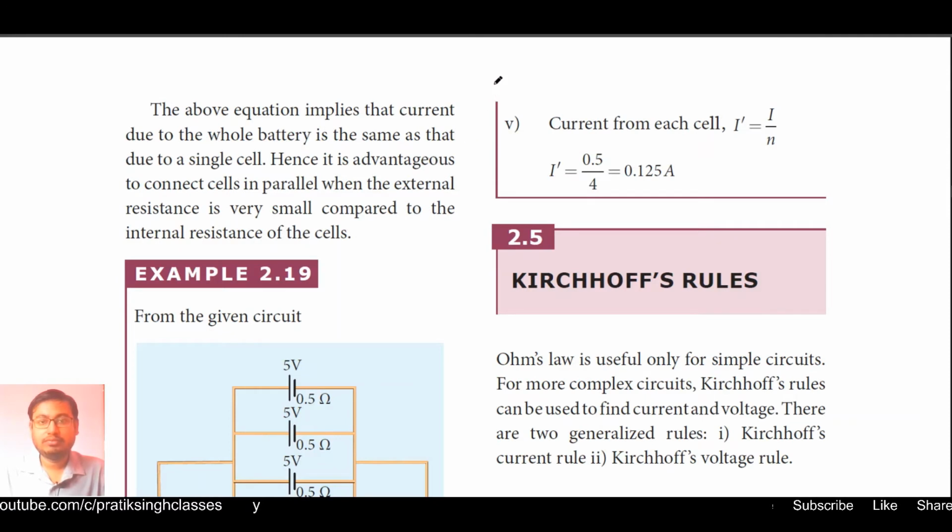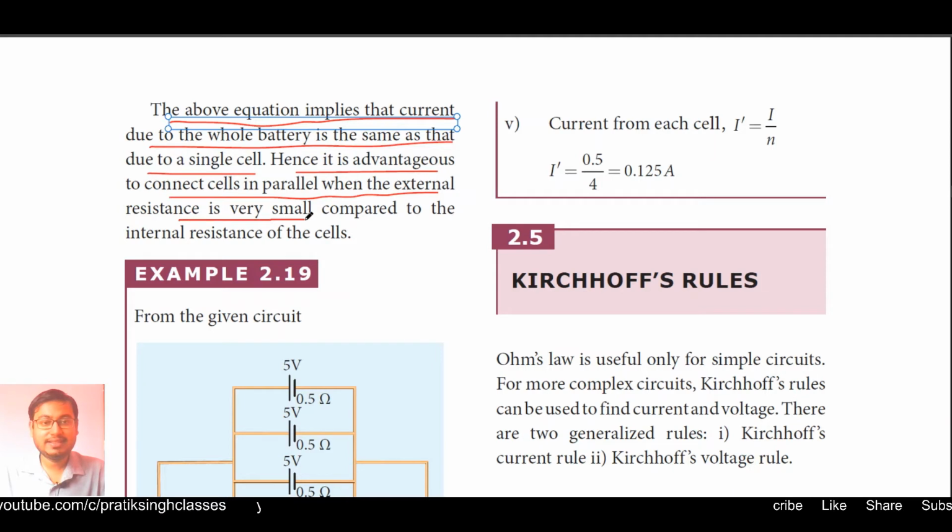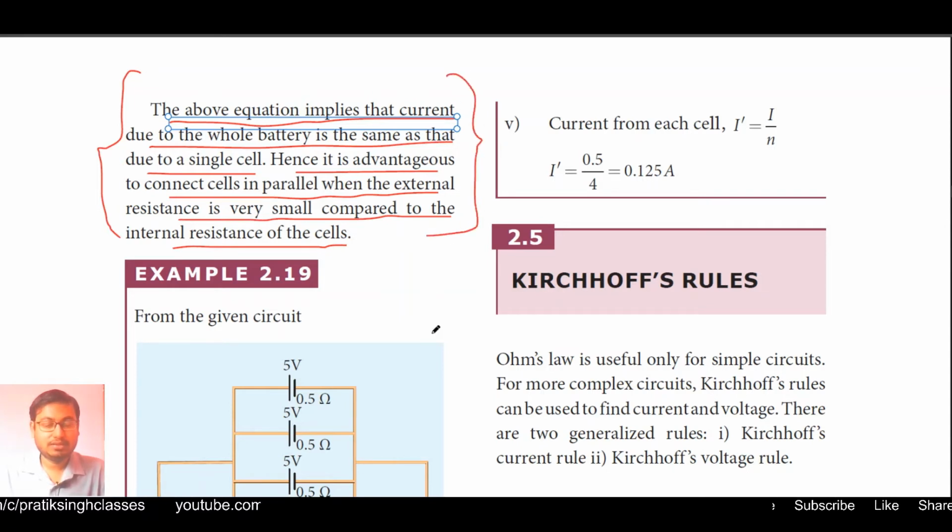Alright, so from the above equation, what we can conclude is that the current due to the whole battery is the same as that due to a single cell. Hence it is advantageous to connect cells in parallel when the external resistance is very small compared to the internal resistance of the cell. It means if the external resistance is higher than the internal resistance, in that situation the cells or combination of cells should be in parallel combination. So this is all about the parallel combination of cells.